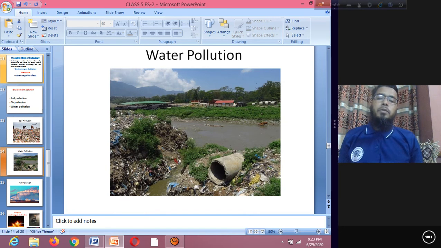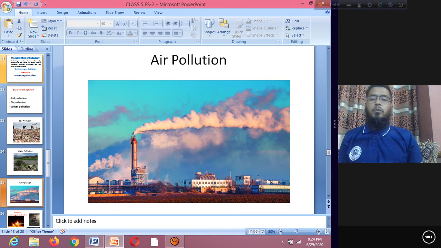And we can see how water is polluted. You can see in the picture, rubbish and waste are thrown into the water, and in this manner our water sources are being damaged. So we are damaging our water resources. Day to day we are going to a very devastating situation. And the next picture is about air pollution. You can see how smoke is being emitted from these factory chimneys. So our air is being polluted.